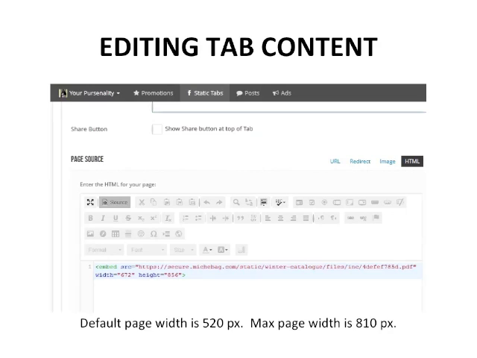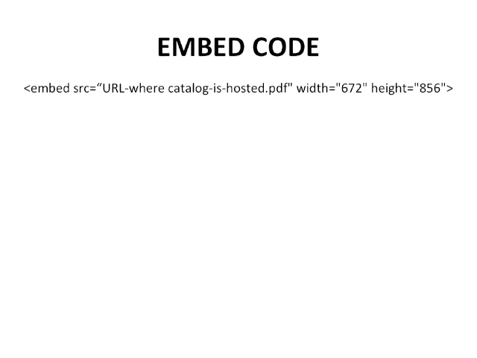than 810 pixels. So again, the embed code is a right angle bracket, embed with a space, SRC equal sign, and then in quotations you paste in the PDF link. Then another space with width equals, and put the width in quotation marks, and another space, height equals, and put the height in quotation marks, and then close it out with a right angle bracket.